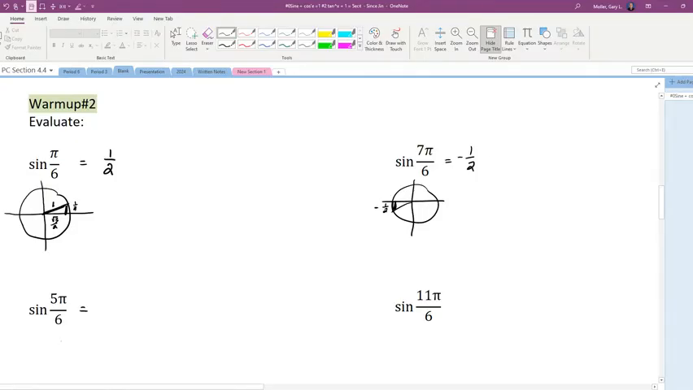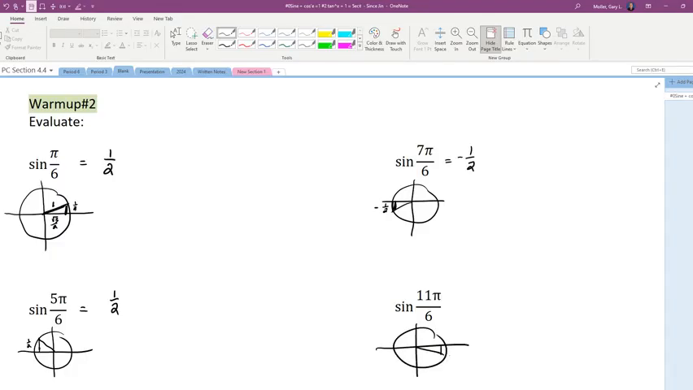And 5 pi over 6 is the exact same triangle again, so we're going to have the same answer. This time, though, we're looking at a little triangle that gets drawn over in quadrant 2. And so now we know the y value is positive 1/2. And finally, 11 pi over 6 we know is over here. And so we're looking at negative 1/2. All right. Hopefully that's all good and fine.